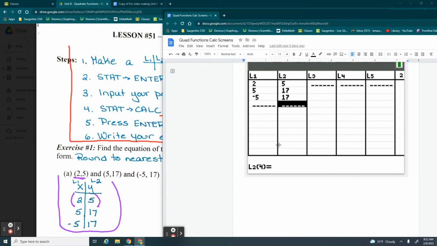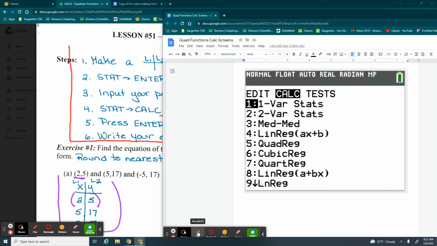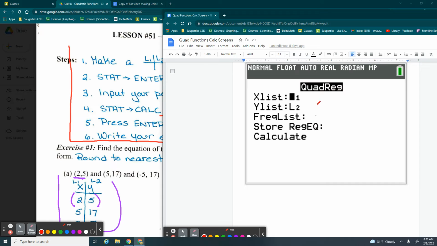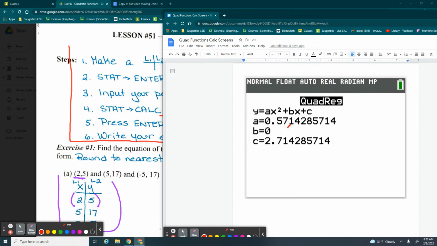Okay, those are matches. And then I go back to stat, choose calc, and this time I'm going to choose number 5. We're not doing lines, we're not doing exponential, we're doing quadratics. Then remember we have to press enter through all of this. And now here's my answer. So we're going to take this A number, plug it right in there. And we're rounding to 2 decimal places.